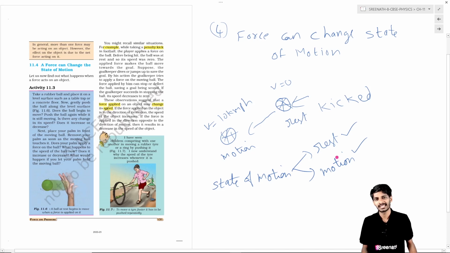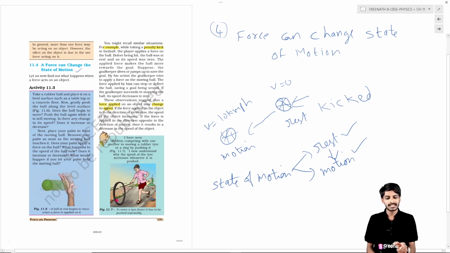So what can we finally conclude, students? Force can change the state of motion. After kicking the ball, its state changed from rest to motion. So we can conclude that force can change the state of motion. Suppose here is an example. Here is a tire. We have played this game in our olden days, in our childhood days. I think you may have played these games.